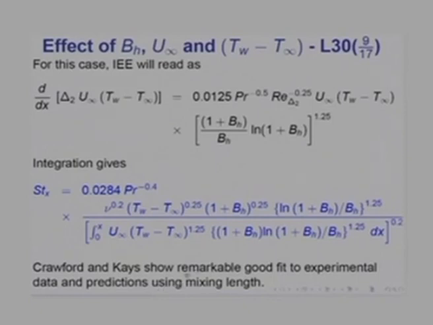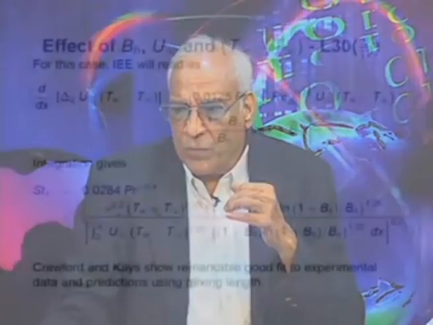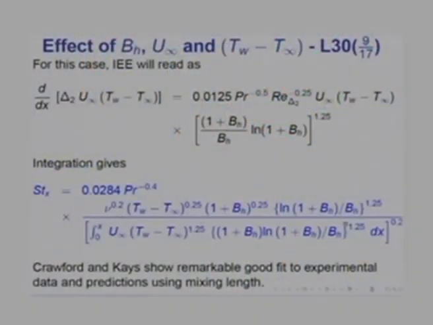Crawford and Kays have shown remarkably good fit to experimental data and predictions using mixing length. They considered a highly accelerated boundary layer with VW present and changing arbitrarily, and the problem was solved by a mixing length model and predictions were obtained. Experimental data were available for the same case, and this approximate expression derived from Ambrok's procedure was used, and very good agreement was shown between experimental data and the correlation as well as predictions using mixing length.